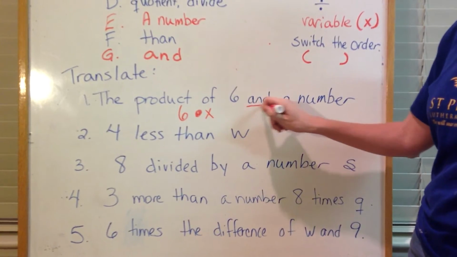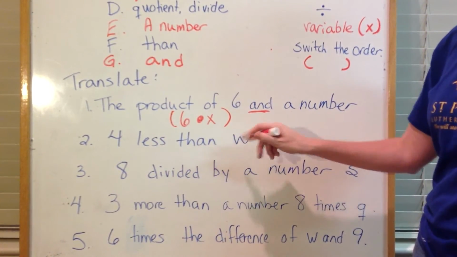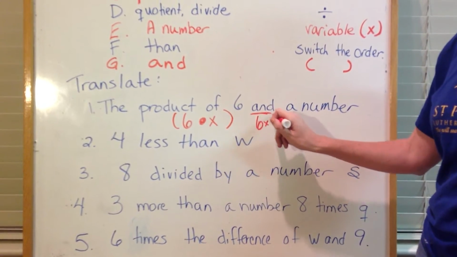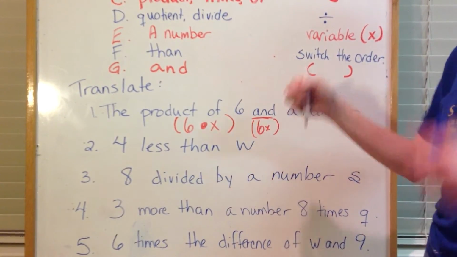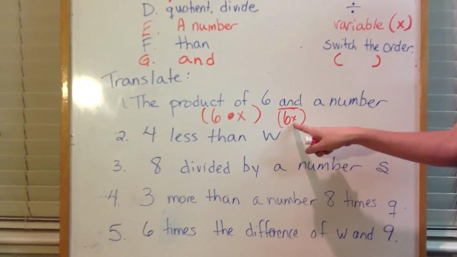So product of 6 and a number. Then it has the word and. So and tells us we need to put this in parentheses. It can look like this, or you could write it like this. Remember, when a variable is pressed against a numeral, it's kissing, it's multiplying.